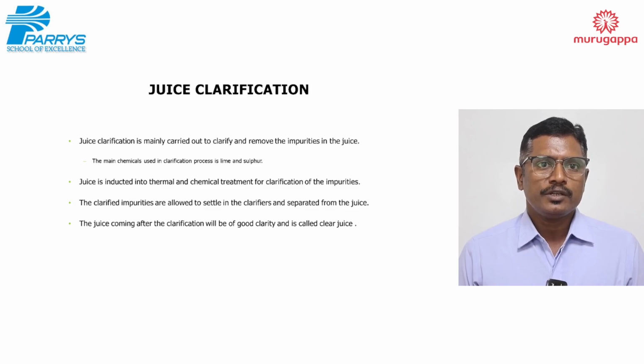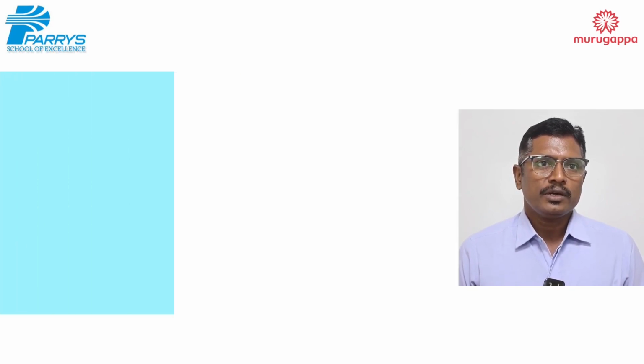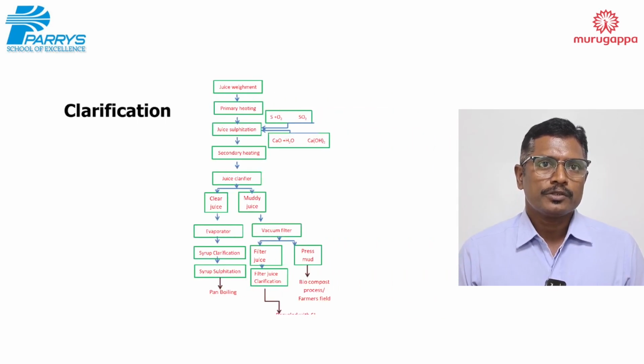Juice is subjected to thermal and chemical treatment for clarification of the impurities. The clarified impurities are allowed to settle in the clarifier, where mud and clear juice get separated. Clear juice is sent for evaporation and mud is sent for filtration. This is a simple flow chart of the clarification sugar process.